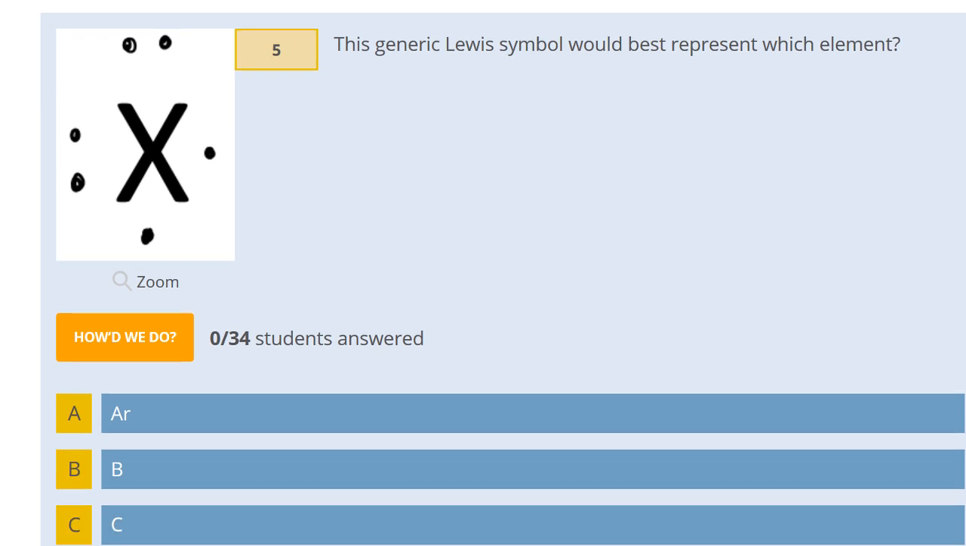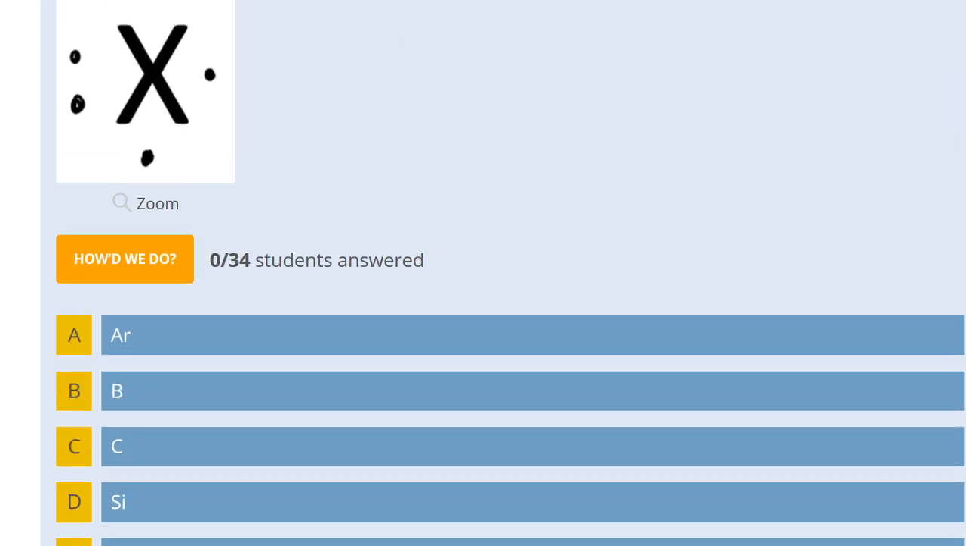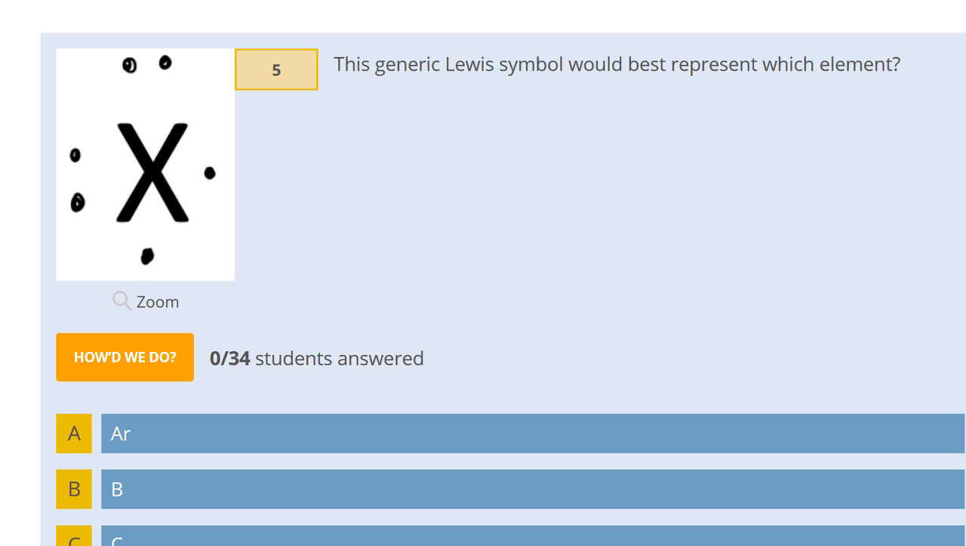And the next question. This generic Lewis symbol would best represent which element?